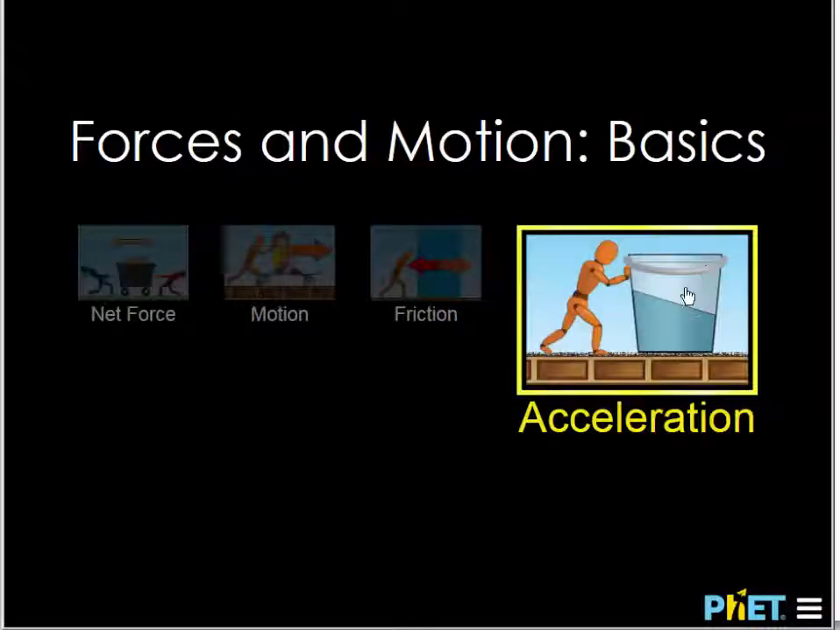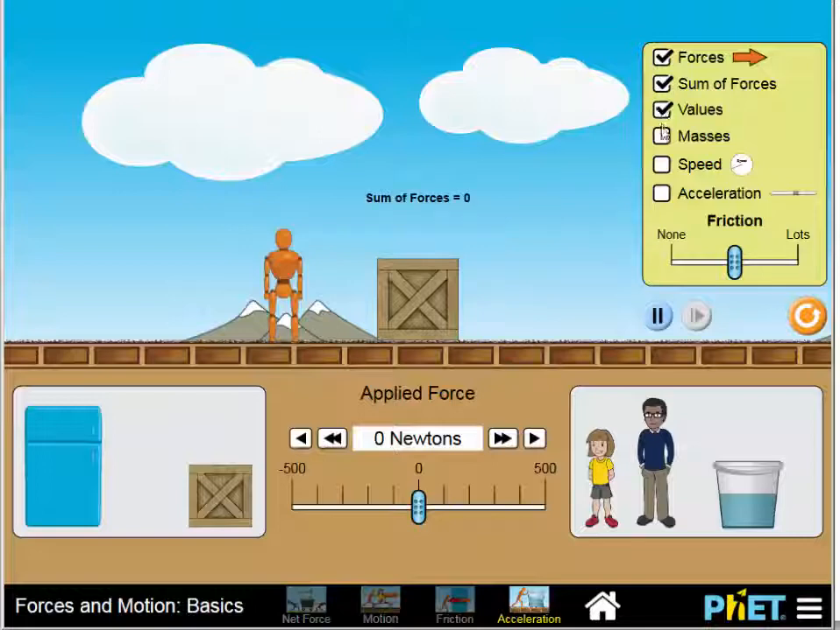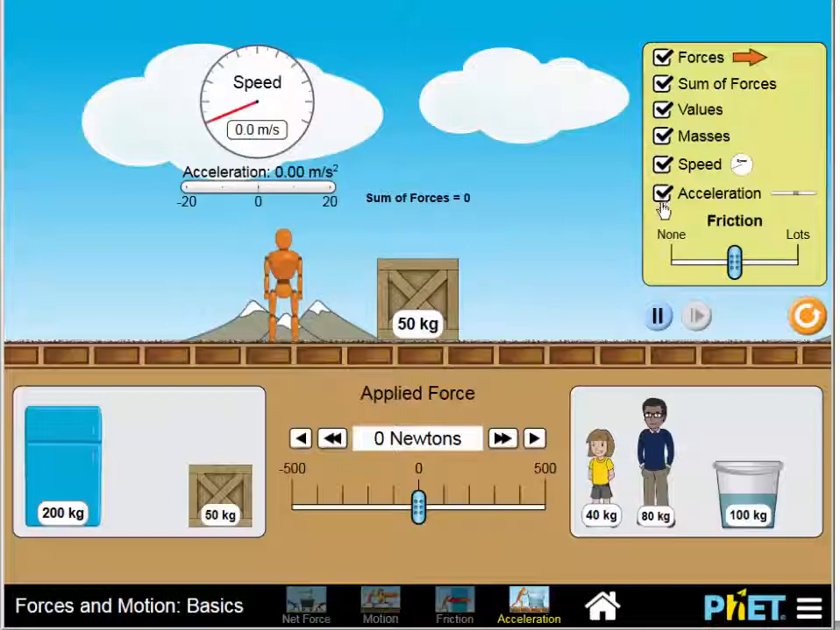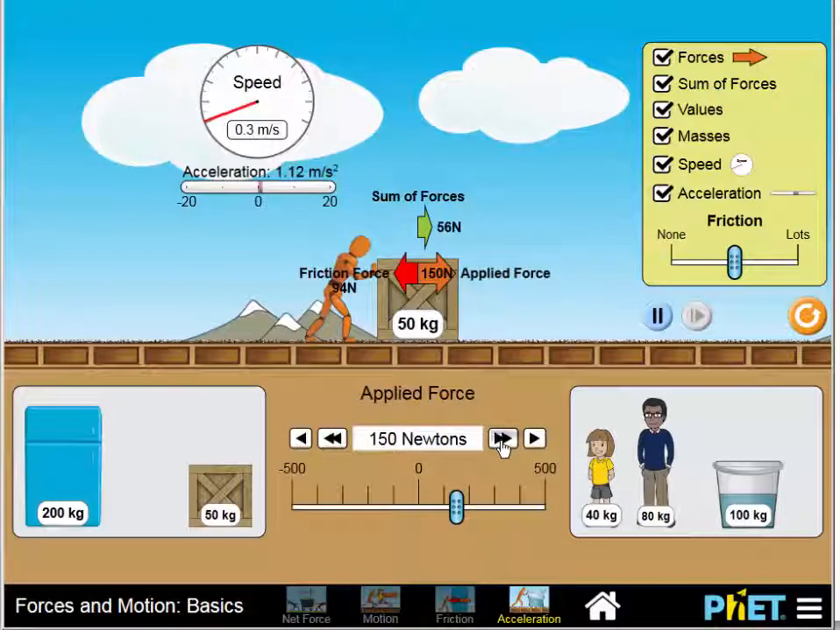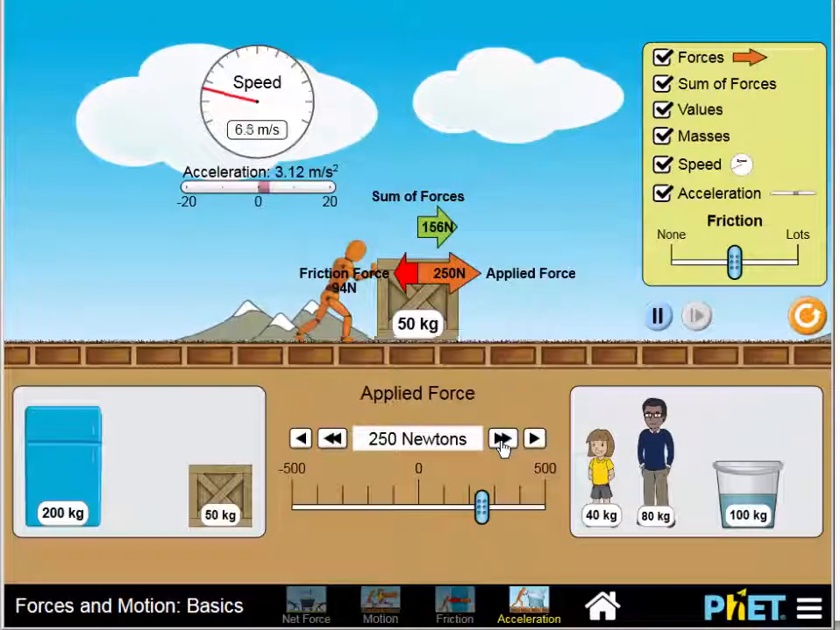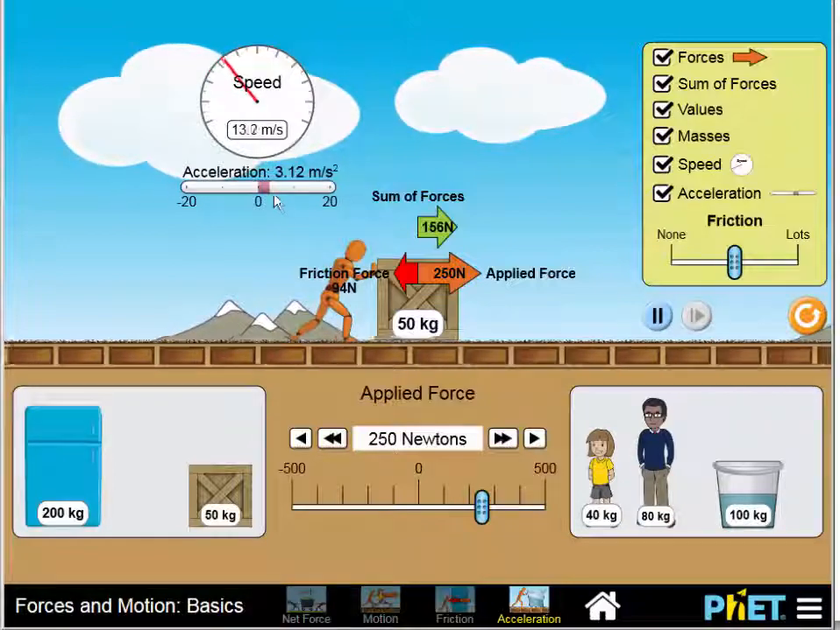We're going to go to the acceleration tab, check all the check boxes, and just leave the friction right here. Last time we slid it down to none. Then we're going to apply some forces just like before. We can observe the frictional force, the applied force, and the sum of the forces. And just real quick, you can mess around with the forces and record the accelerations.